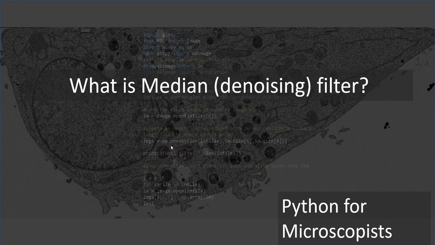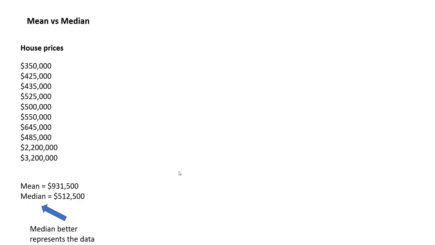Now, before jumping in, a quick lesson on median. We all know what mean is. Mean is nothing but the average of all numbers. The typical example that people use is, let's say you live in a neighborhood where your house ranges anywhere between 350K, 425,000, and so on. You probably have a couple of rich guys living somewhere up the hill, whose houses are worth 2.2 million, 3.2 million, and so on. Now, if you look at the mean of all of this, then it comes down to 931,000.